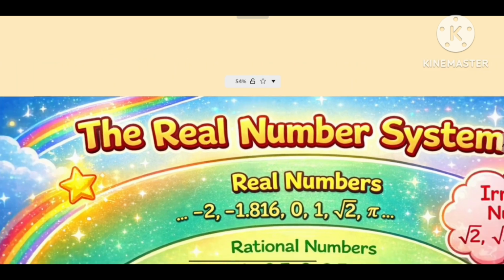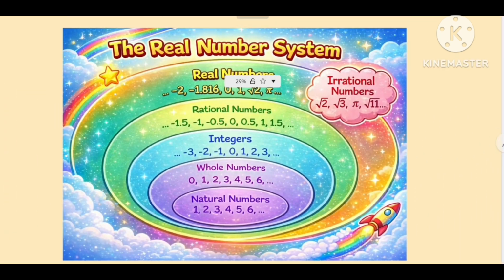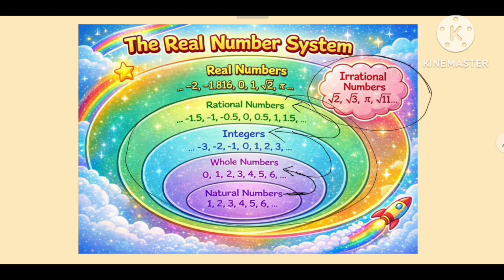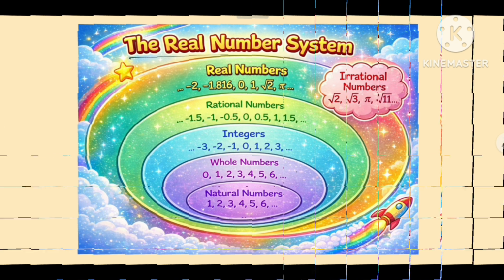Now we'll see a picture of the real number system. First up, we have the natural numbers. Next, all these natural numbers are present in the whole numbers. All these come under the integers. Then these integers come under the rational numbers. And we have a separate cloud for the irrational numbers. The collection of the rational and the irrational numbers are said to be the real numbers. This comes under the real number system.